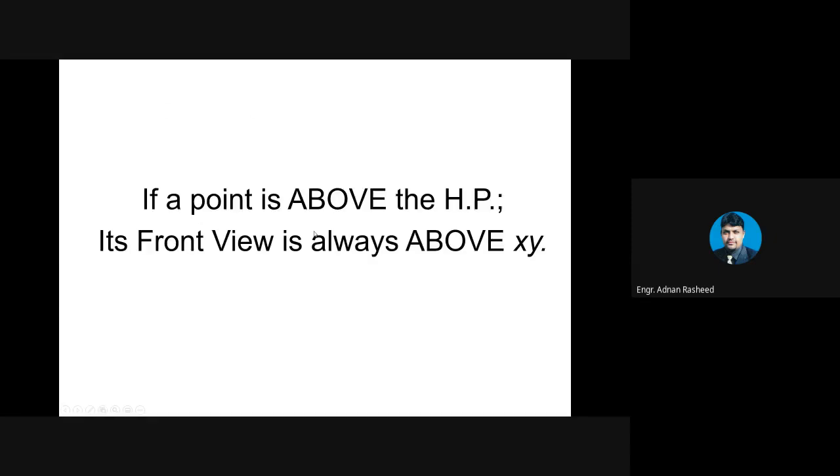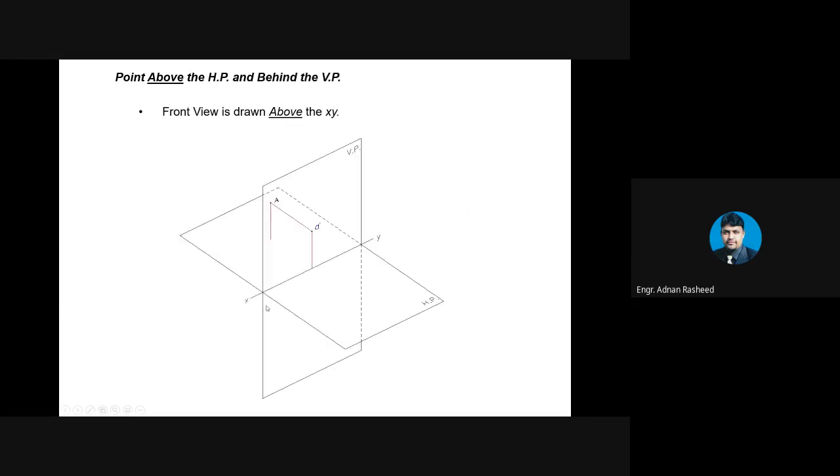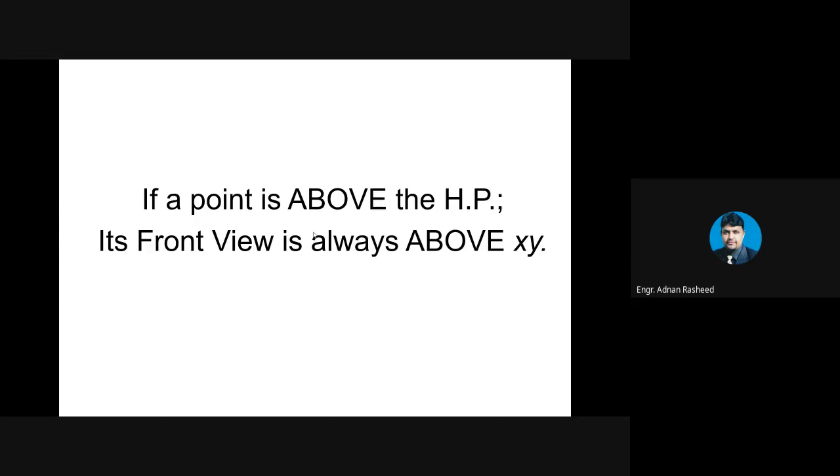So what we conclude from all these examples is that if a point is above the horizontal plane, its front view is always above the XY line. You can see in this example, this point is above the horizontal plane, so its frontal view is above the XY line. Similarly, in this example, its frontal view is above the XY line. And in the third scenario, the frontal view is again above the XY line. So that was the conclusion: if a point is above the horizontal plane, its frontal view is always above XY.